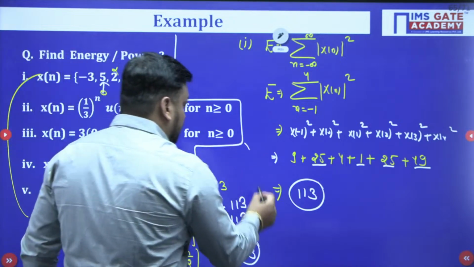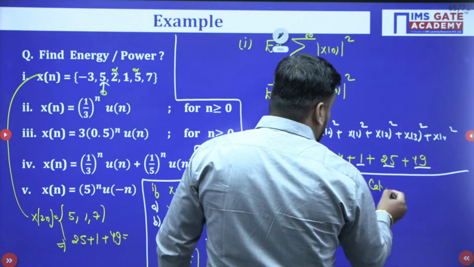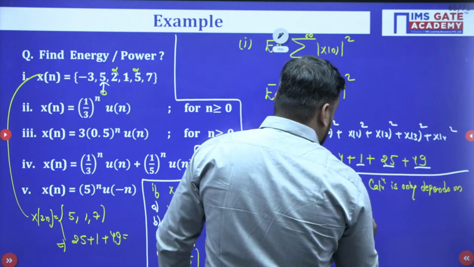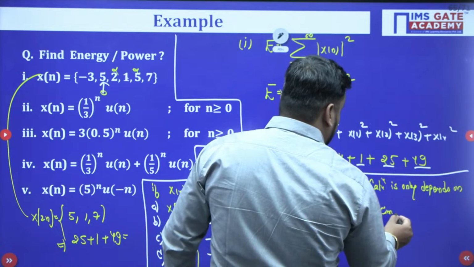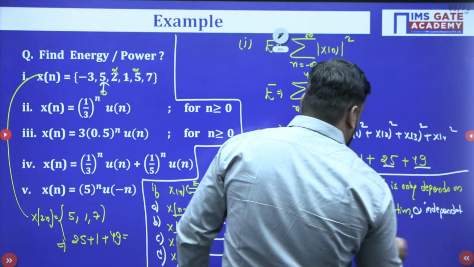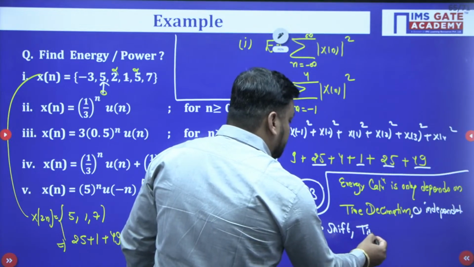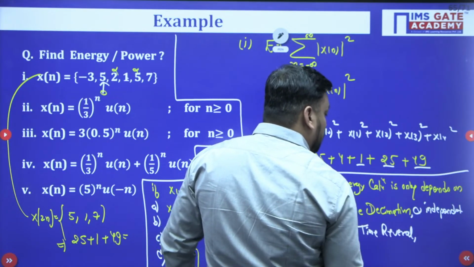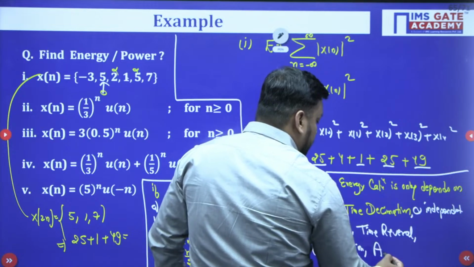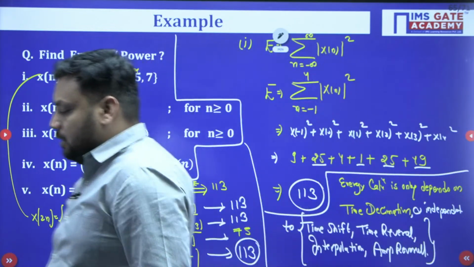So you should make a note here. Energy calculation only depends on decimation, depends on time decimation, and is independent of time shift, time reversal, interpolation, and amplitude reversal also, because we have a whole square. So this is the important note.